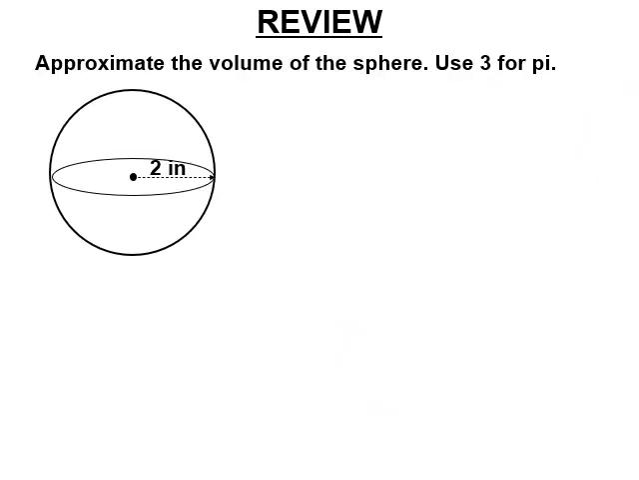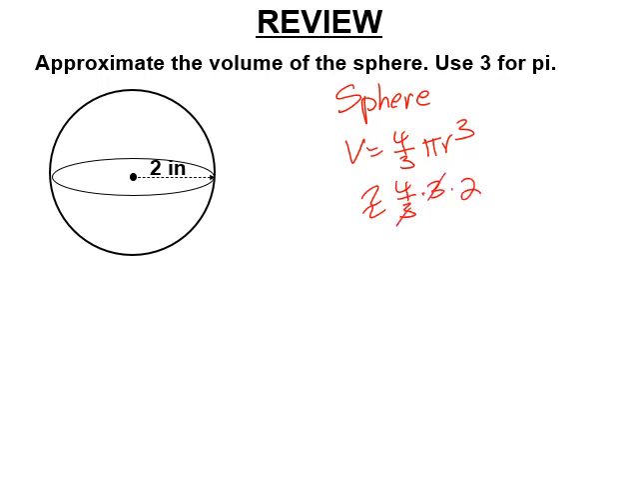All right, so this is a sphere. Different formula: 4/3 pi r cubed. We're going to use 3 for pi, it says. And r is cubed here. Please be careful, right? This one doesn't have r squared. So it's 4 times 8, which is approximately 32 cubic inches for this sphere.